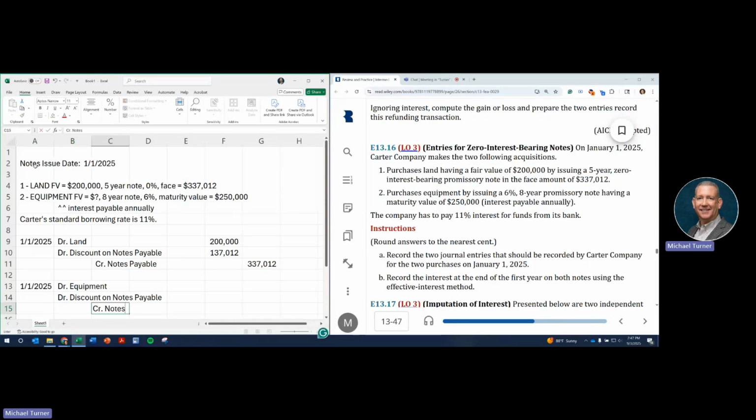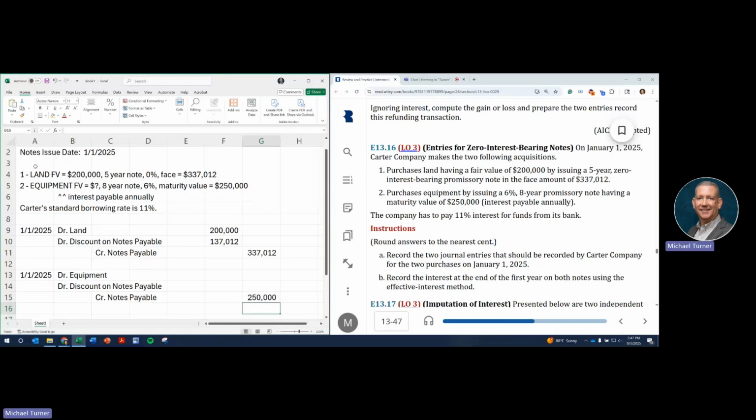And then we'll have a credit to notes payable. We do know what the notes payable is for in this one. It told us that we have a note with a maturity value. So in 8 years, we have to repay $250,000. But we also have to pay interest on this loan.